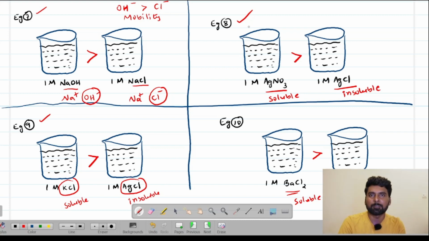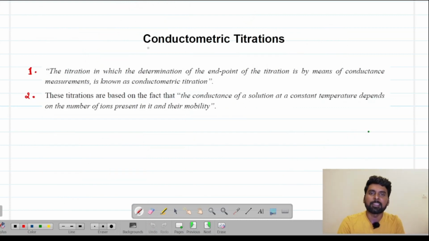So there are only two factors. One is the number of ions, the other one is the mobility of the ion. In the mobility, please remember OH minus speed is greater than Cl minus. At the same time, H plus speed is greater than Na plus. Okay. So let us go to the conductometric titration.